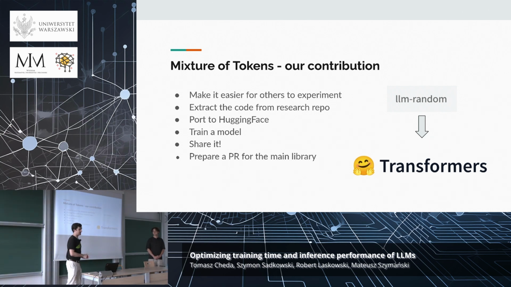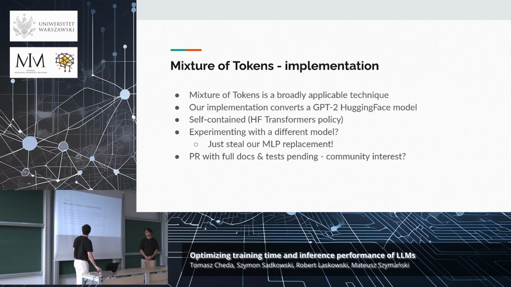So what we did was we extracted the code from the research repository, and we ported it to the Hugging Face library. People are familiar with that format, so that it is then easier for them to experiment. We also trained a checkpoint and shared it, and we prepared a pull request for the mixture of tokens code to be merged into the main library.